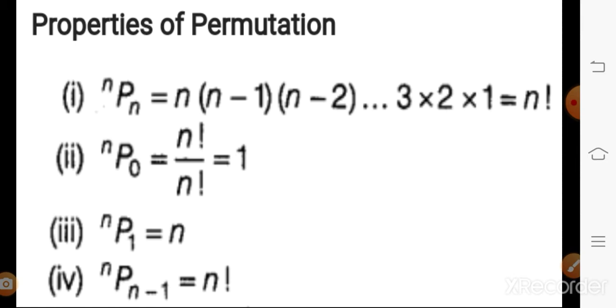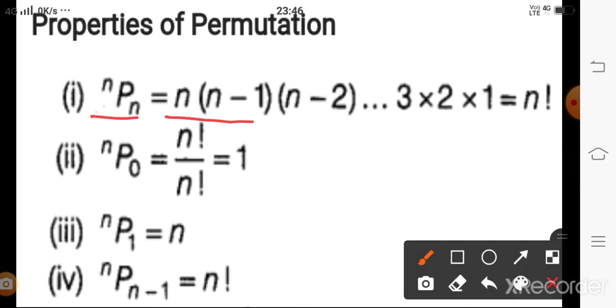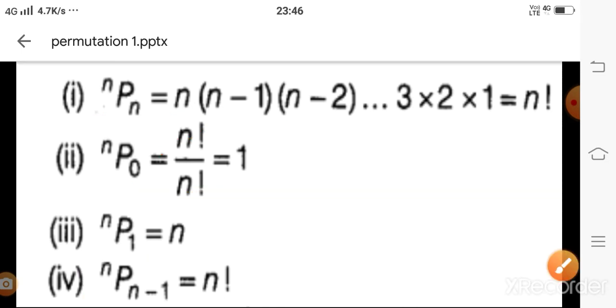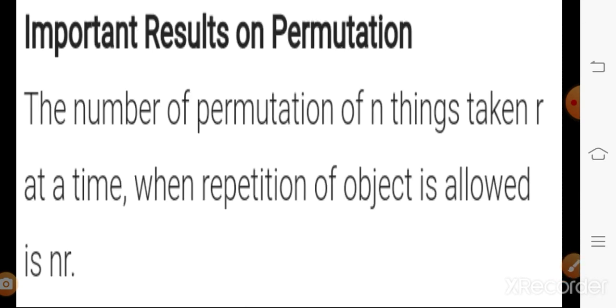If you observe some properties here: nPn, on solving, gives n into n minus 1 into n minus 2 and so on, which means n factorial. If you are finding nP0, using the concept you get n factorial upon n factorial, and on solving we get 1. nP1 is n, and nP(n minus 1) is equal to n factorial. Some more properties and results we have.